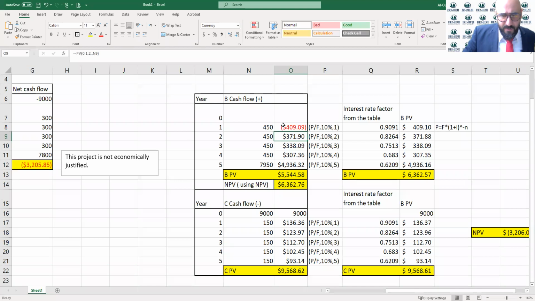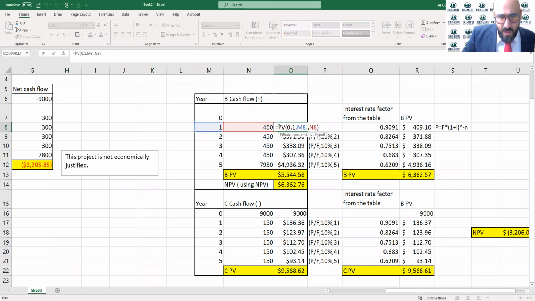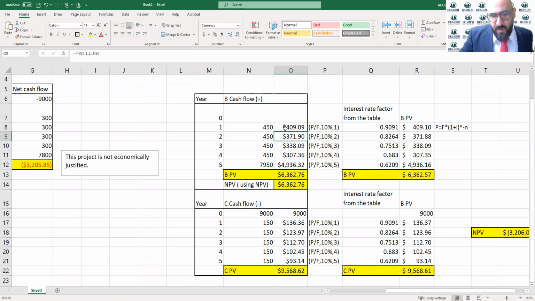So what we get here is 409, and as you see, this is a negative transaction, but we know that we're talking about benefit. What you need to do is reverse the function by adding the negative sign here, and that would give you a positive 409, which is a benefit. What does that mean? The 450 a year from now would be equal to 409. And then we do the same thing.